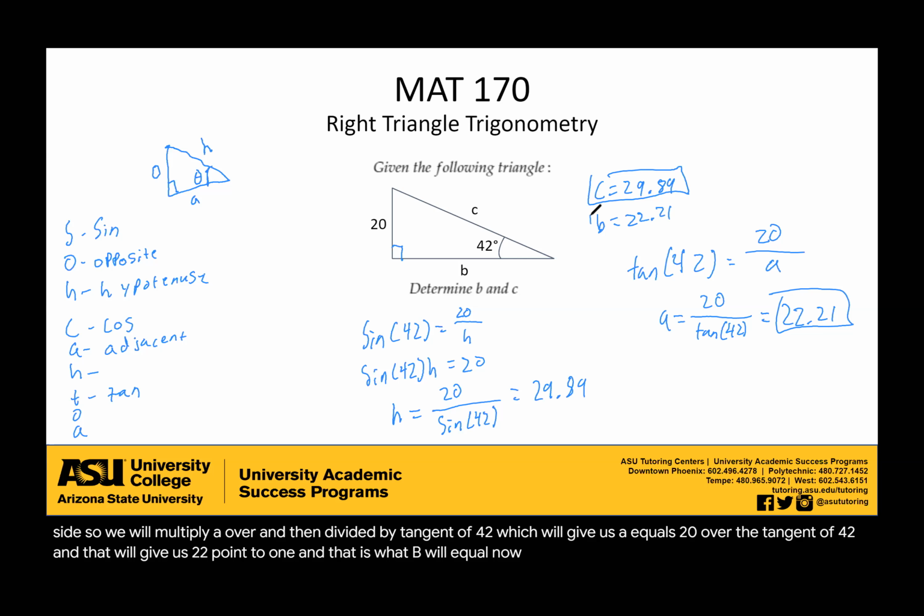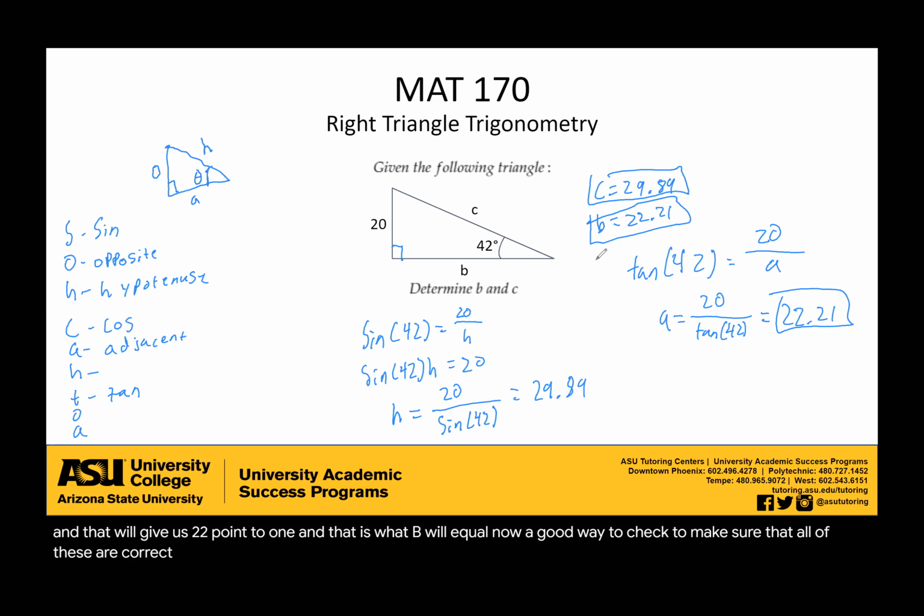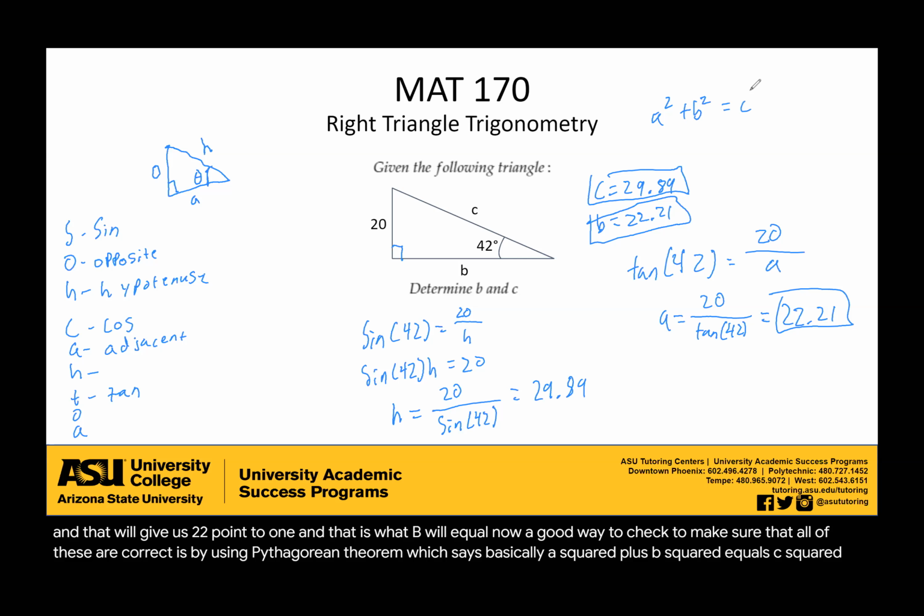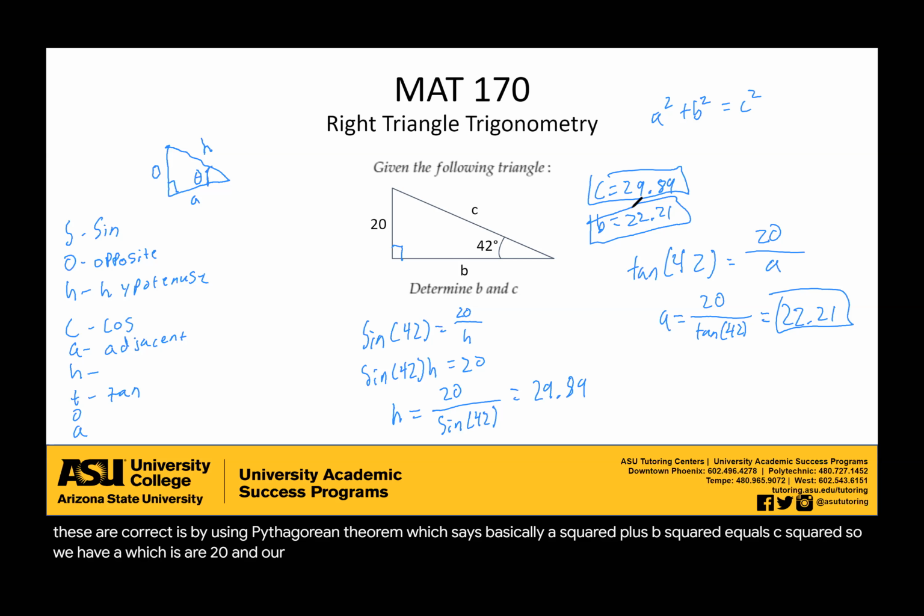Now, a good way to check to make sure that all of these are correct is by using the Pythagorean theorem, which says basically a squared plus b squared equals c squared. So we have a, which is our 20, and our b, which is our 22.21, and our c, which is 29.89, and then you just square each of them. And that should equal the same number from there. But hopefully that was able to clear some things up for you.